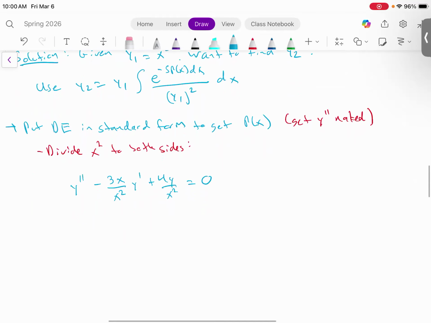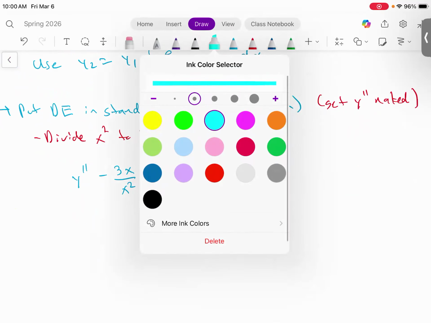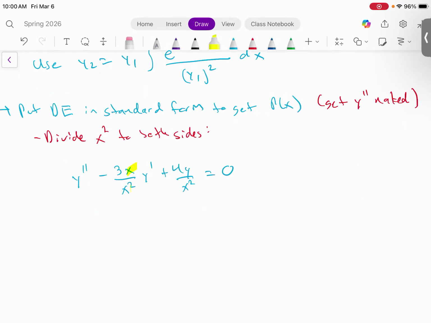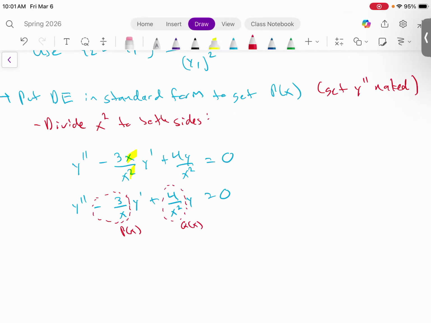Okay, so let's clean this up a bit. I want to simplify, cancel a couple things out, and move a couple things around. So we get y double prime minus 3 over x y prime plus, I'm going to move this x squared and 4 in front of the y, and it equals 0. Okay, so what we have here is our p of x, and just for good practice, this would be our q of x.